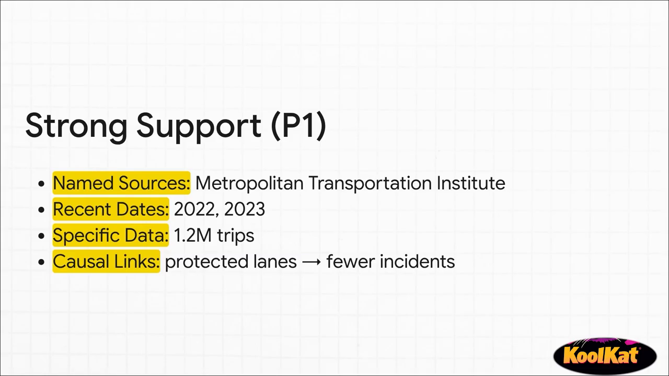Let's zoom in on what makes for really strong support. You want to look for things like named sources, not just some experts, but the Metropolitan Transportation Institute. Recent dates are great too. And specific data, not just a lot of trips, but 1.2 million trips. You're also looking for clear logic, where an author really connects the dots between a cause and an effect. These are the golden clues you're hunting for.